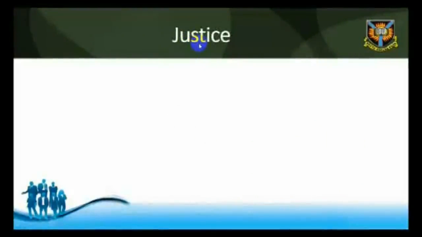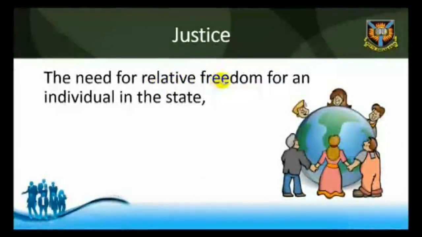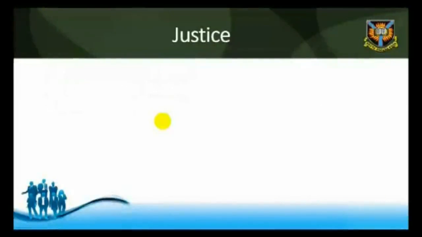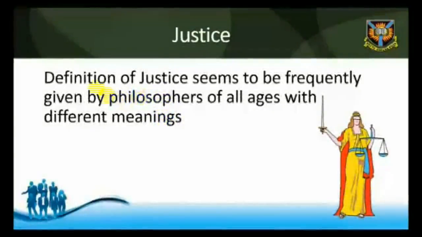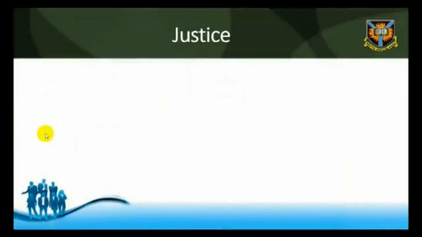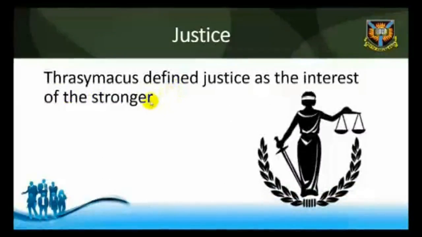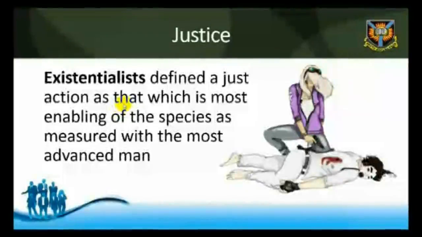Justice. If there is going to be need for relative freedom for an individual in the state, there must be justice. What justice entails is what this section wants to address. The definition of justice seems to be frequently given by philosophers of all ages with different meanings. Thrasymachus defines justice as the interest of the stronger, that is, an ability to do what one wants to do, irrespective of the objection or resistance of others.